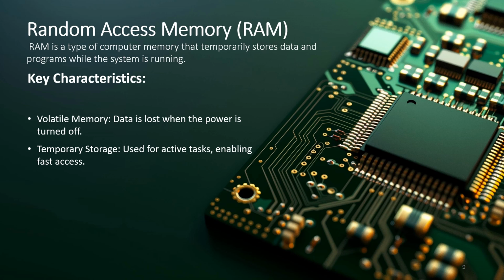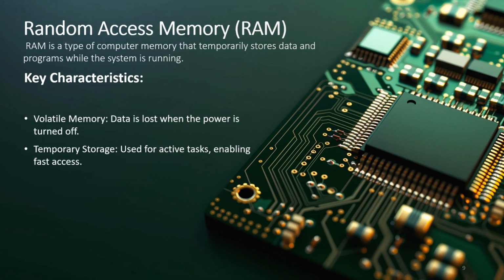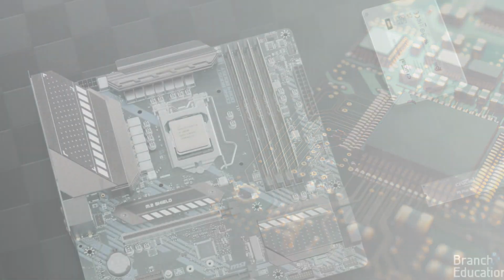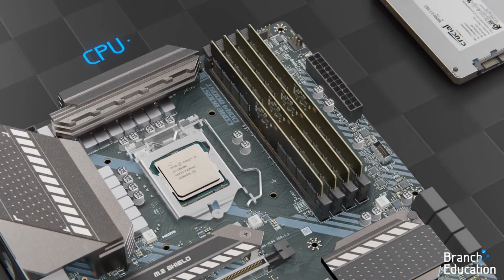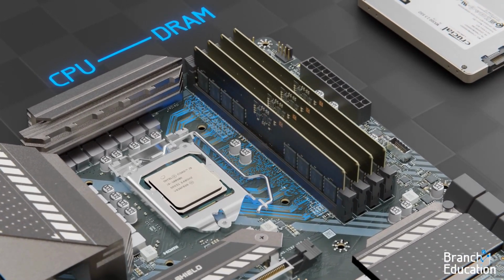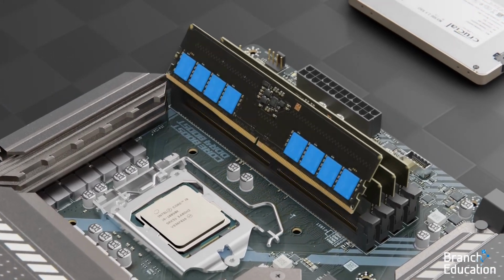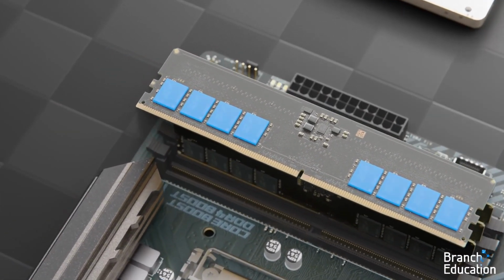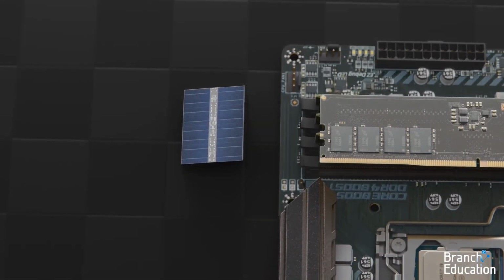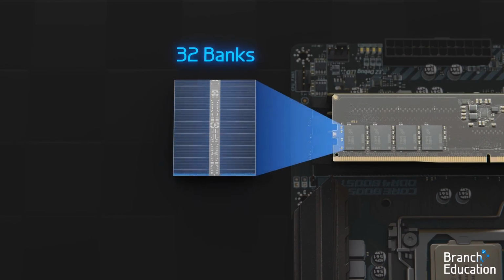If we have more RAM, then we can say that we have more computing power. Overall, RAM is essential for smooth operation, enabling your computer to run applications effectively. The CPU directly communicates with the RAM. Each RAM module has 8 sets of ICs, and each IC has 32 banks in it.